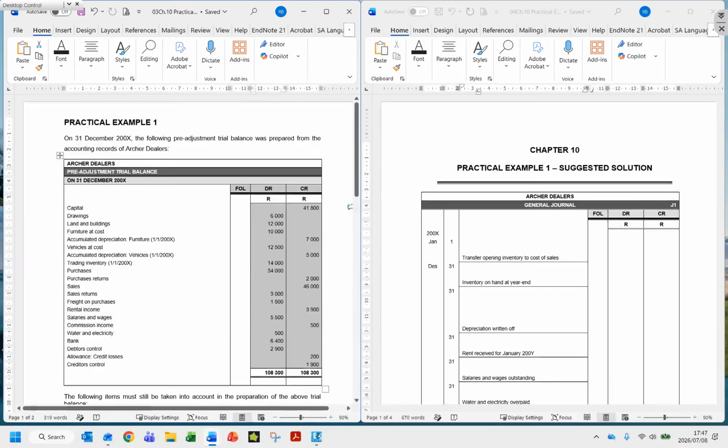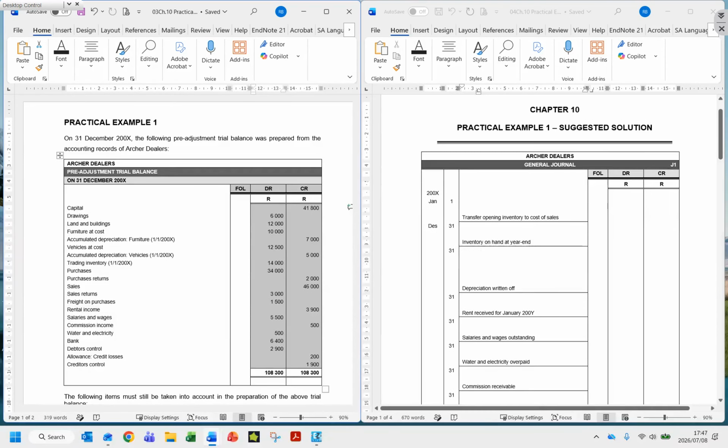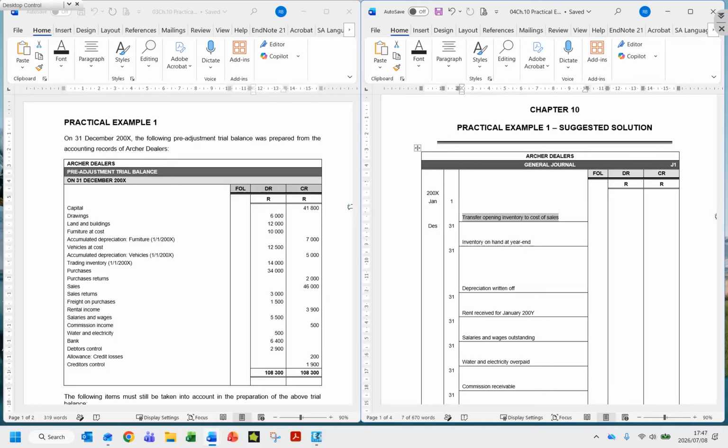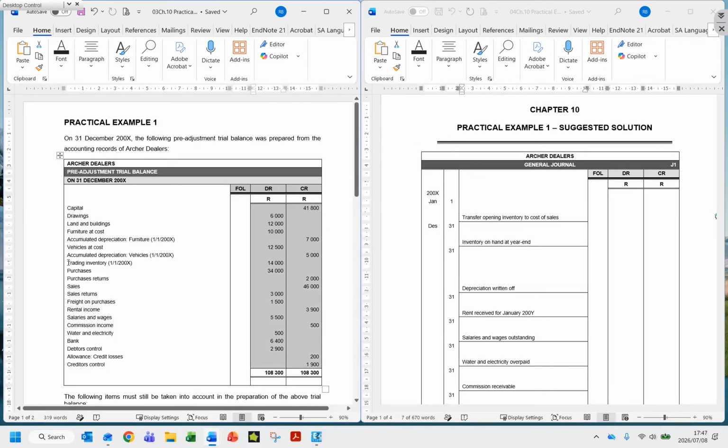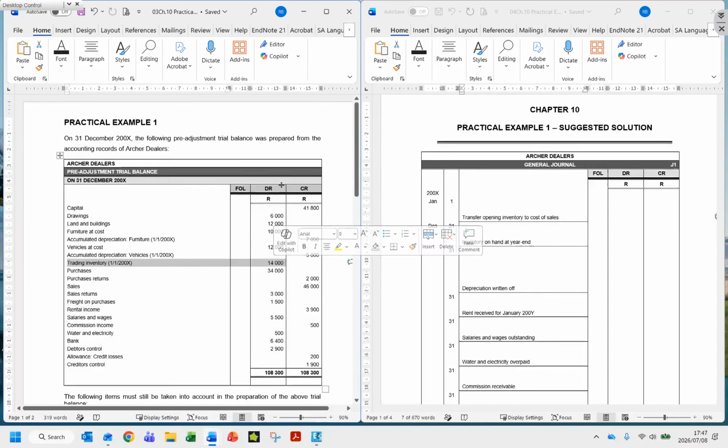If we go and look at the right-hand side of the screen where we are now going to do the general journal, we start off on the first day of the financial year with that very first closing transfer that you learnt in chapter 4. So that is where we remove the opening inventory from the inventory account and we transfer it to cost of sales. So looking in the trial balance at the opening inventory amount, that is where you will find the amount.